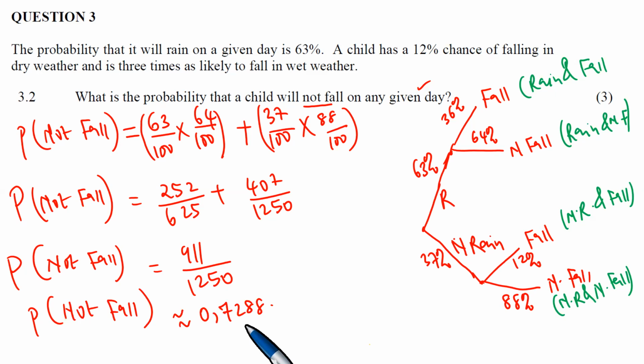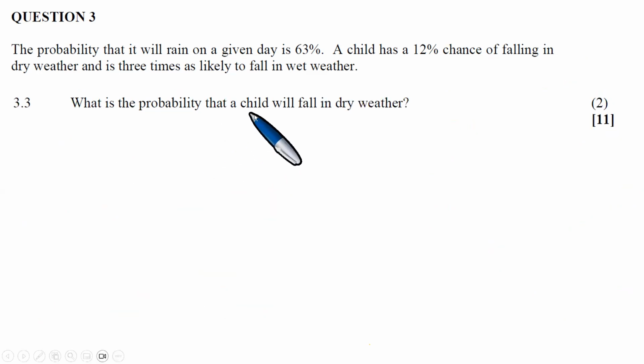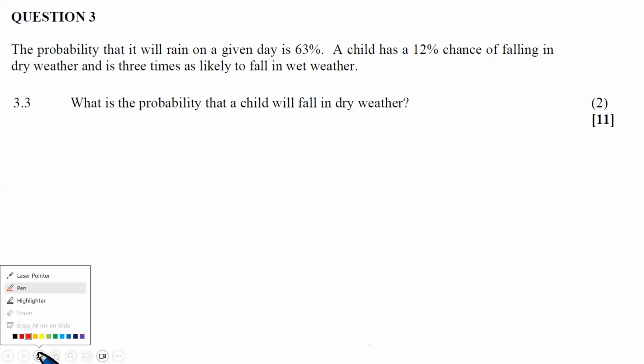One more question on the probability. What is the probability that a child will fall in dry weather? The children fall even if there's no rain. So obviously, the children don't just fall if it's raining, but sometimes it's not raining and the children, boom, they fall down. Okay. So let's analyze that together.